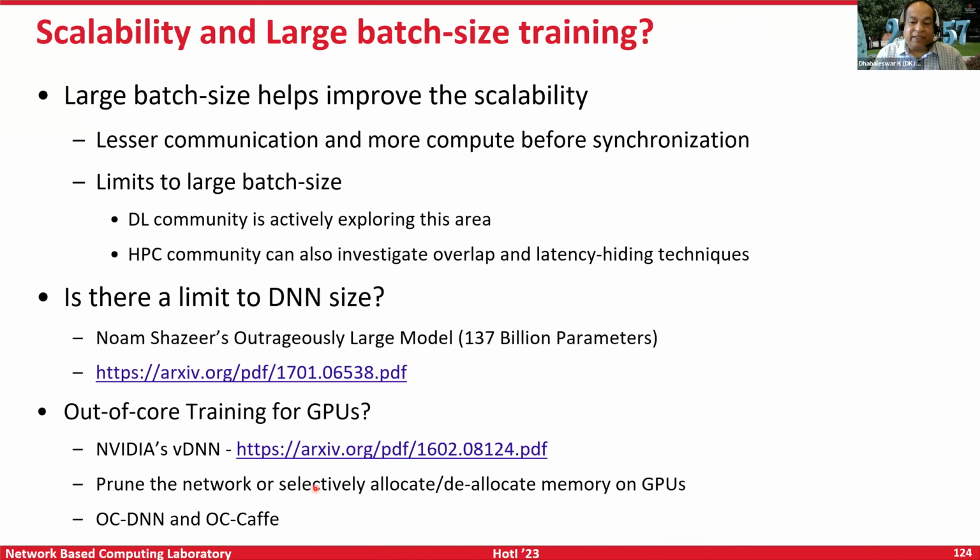We talked some of those things. So then the other thing, what happens on the HPC systems, this batch size makes a big impact. We talked about that batch size, especially if you use large batch size, it will try to reduce the amount of communication and computation before you synchronize. But then there is a limit to the large batch size. So this is also becoming very active research. People are working on all different architectures, how best to exploit this overlap and latency hiding techniques.